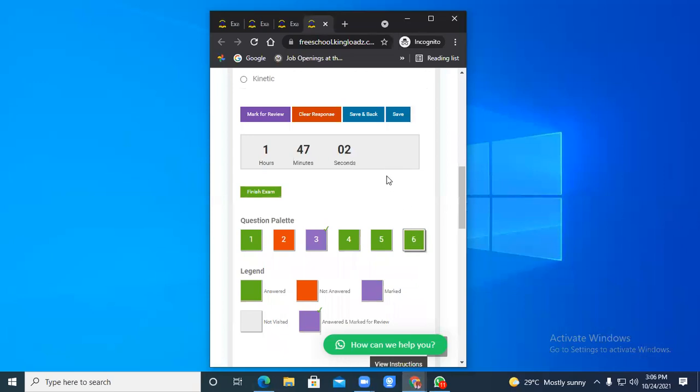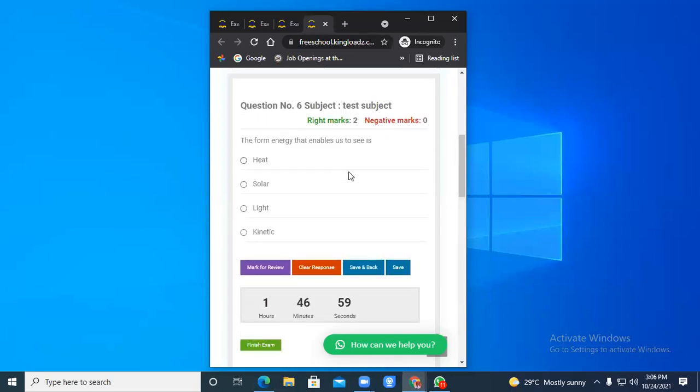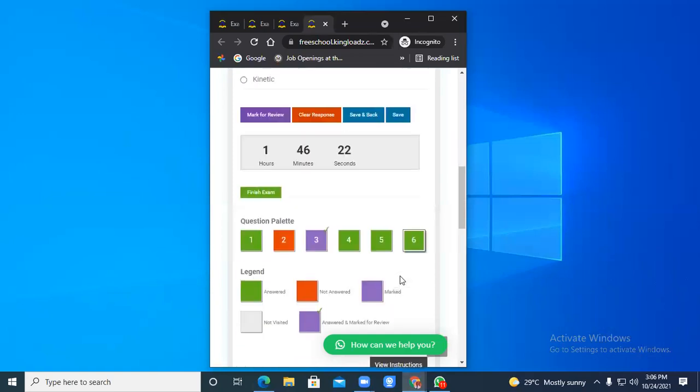Now, if the question is, they're asking you the form of energy that enables us to see, so you come and look at the alternatives. The one that is correct is the one which you click on. So if you say it is heat, that is the form of energy that enables me to see, and I say it is heat. So if I've done that question, I say save. Are we together? Save. Or you can say save and go to the next. Because this is the last question, that's why we have save.